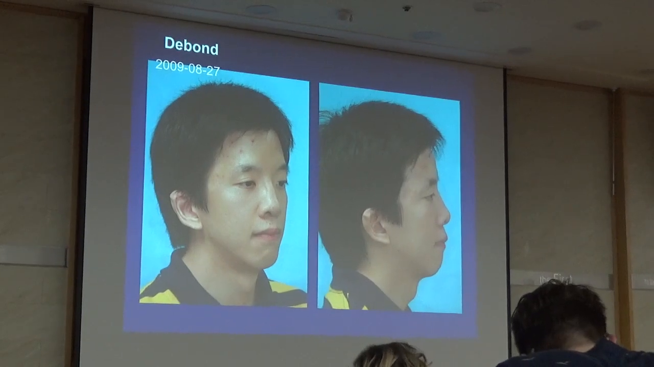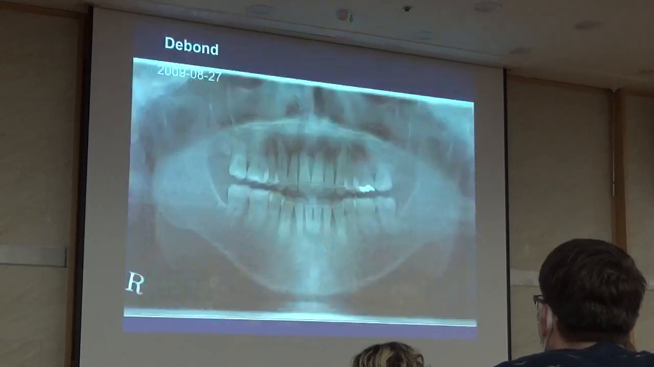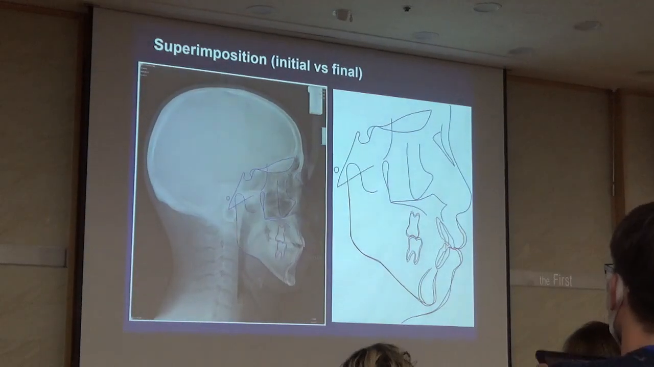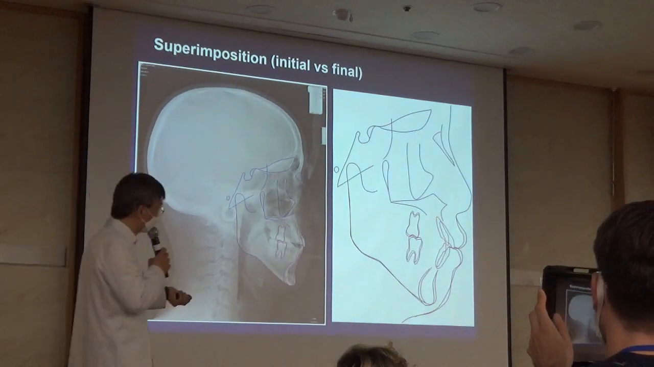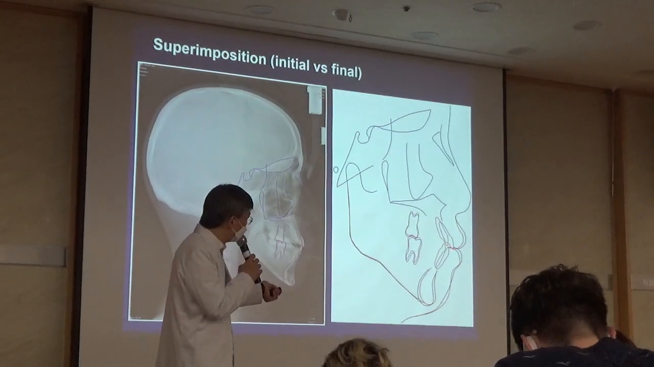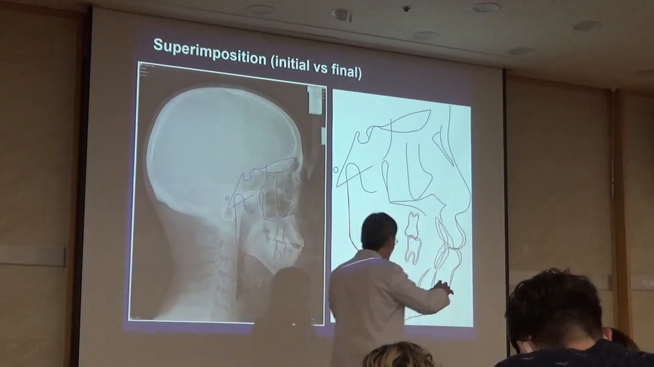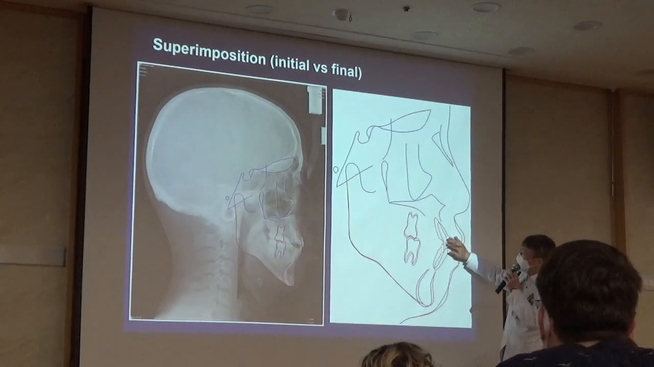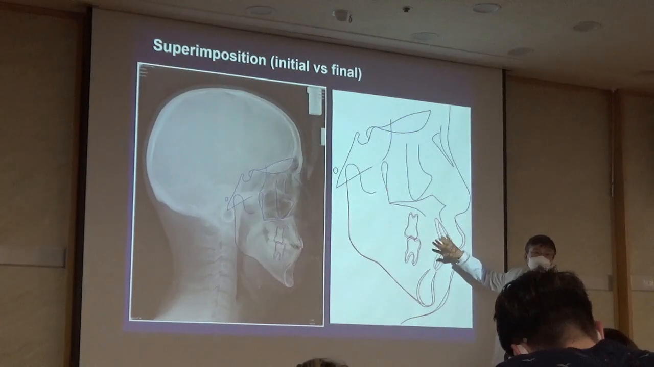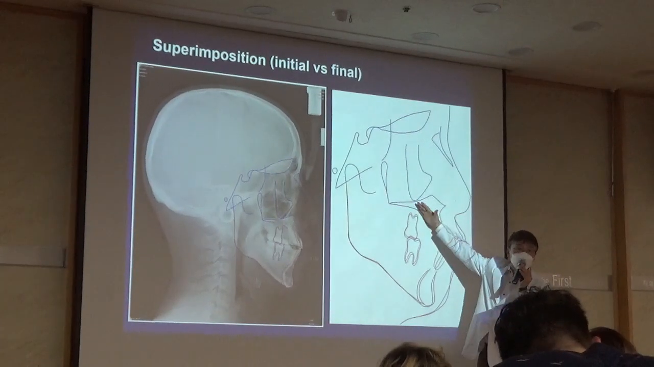What did we do? How did we improve the facial profile? We did something like this. So, first thing, we introduced the upper incisor to be able to close the gap. Do you understand? So the upper incisors were able to move to the distal side without interference by the lower incisor. So we had to do something like this.